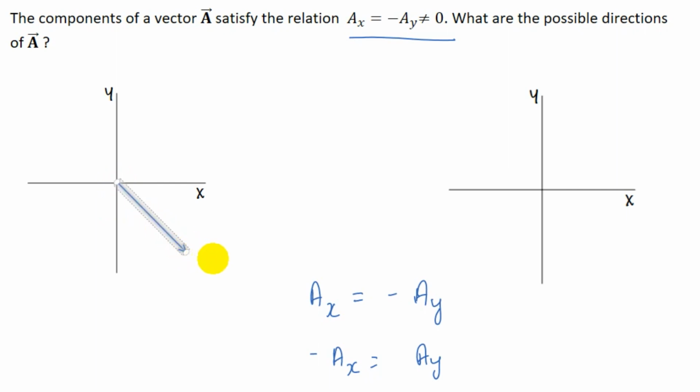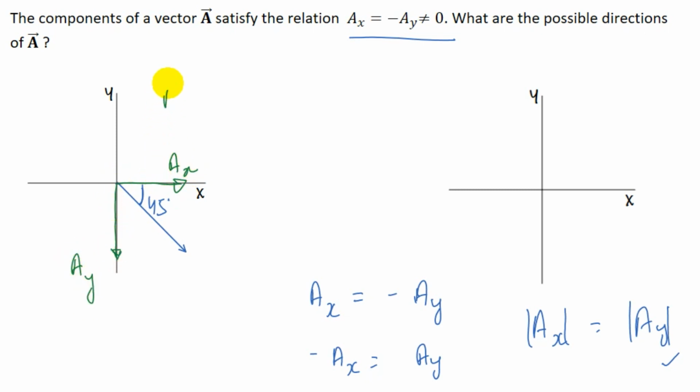Now one more question arises, its angle, the direction. Here you see that the magnitudes of the components are equal. So this angle should be 45 degree, so that the magnitude of Ax and Ay is equal. This angle should be 45 degree for this condition. So this would be Ax and this would be Ay. And here Ax is equal to negative of Ay.